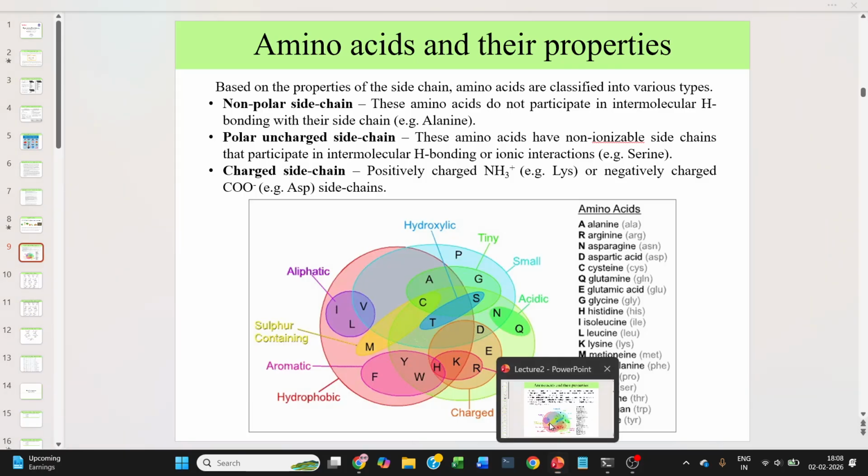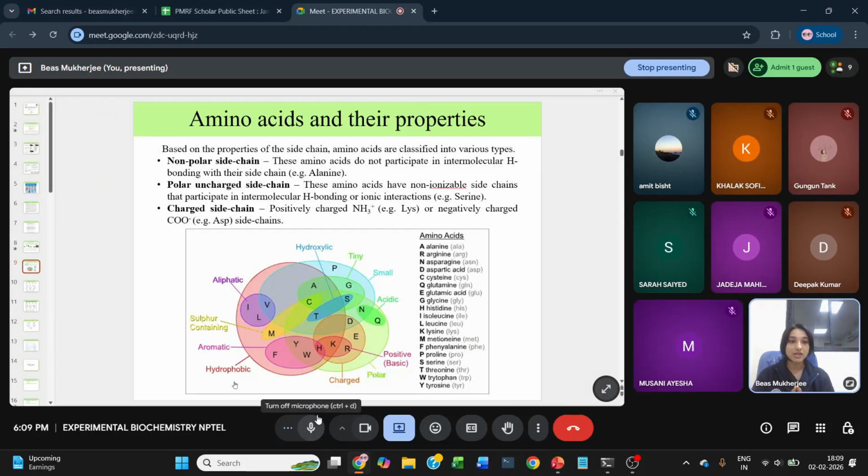Now we come to the different classifications of amino acids. Amino acids are classified into different groups. So they can have non-polar side chains. These non-polar side chain amino acids do not participate in intermolecular hydrogen bonding with their side chain, but they are involved in hydrophobic interactions and van der Waals interactions.